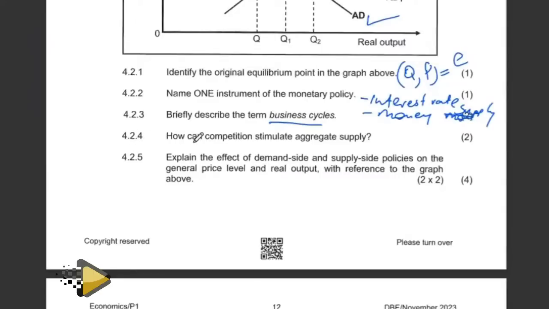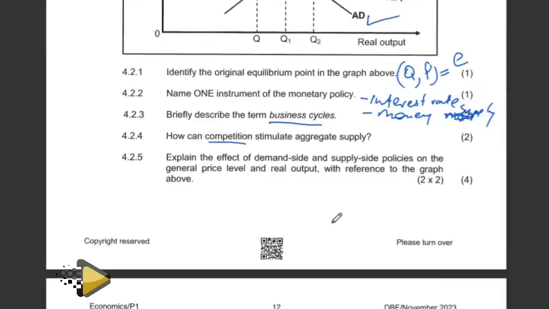We have 4.2.4. How can competition stimulate aggregate supply? The moment we talk of competition, we refer to a situation where most businesses are selling the same product. It can be with the same quality, the same quantity, or the same price, but the fact is they're selling the same product. So now, how can competition stimulate aggregate supply?